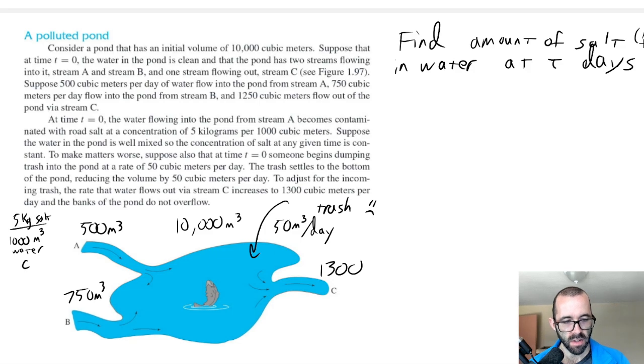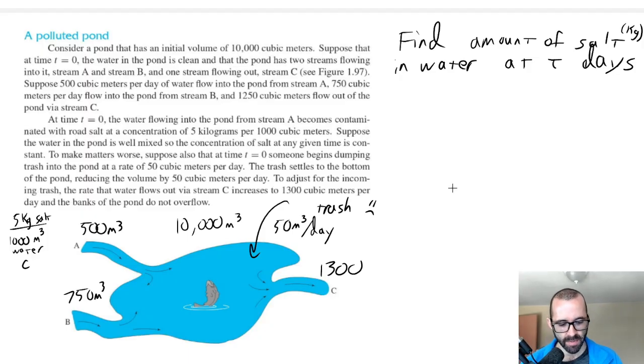Again, the amount of salt in kilograms. You cannot see that, but I wrote in kilograms. So we're going to set this up with a differential equation, and then we're going to solve this differential equation. How are we going to solve it? Your guess is as good as mine.